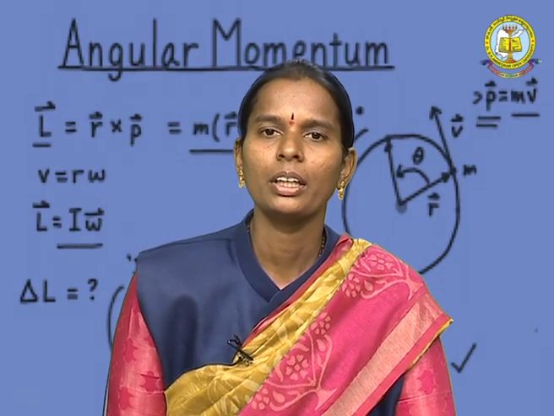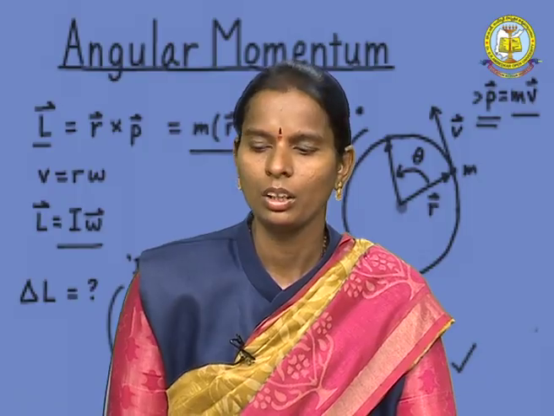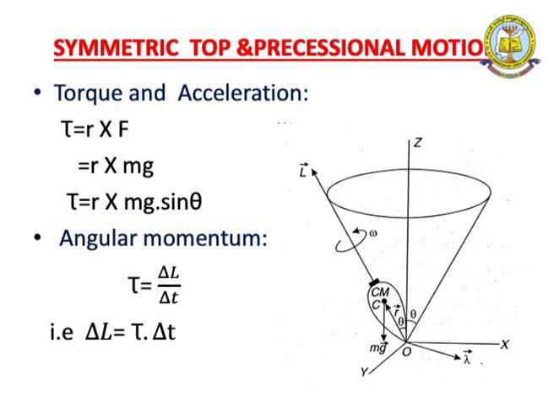Next, the symmetric top and precessional motion. A symmetrical body rotating about an axis which is fixed at one point is called a top, as shown in this figure. It is spinning about its axis of symmetry with angular velocity omega. The rotation of the axis of rotation of the spinning top is called the precession.